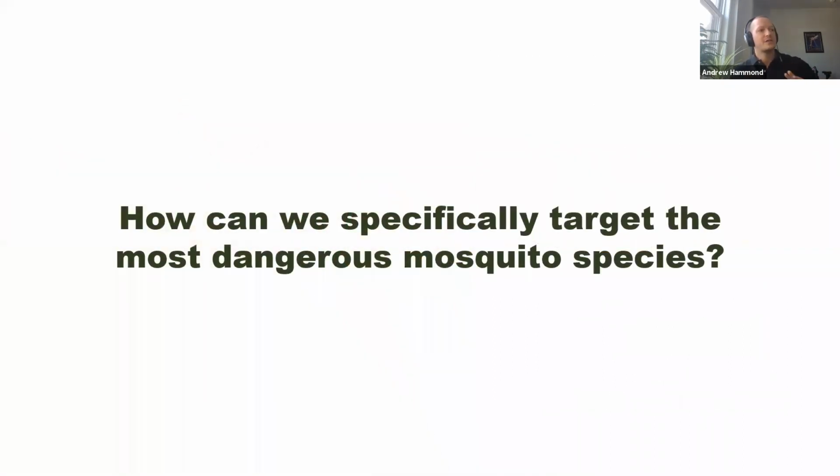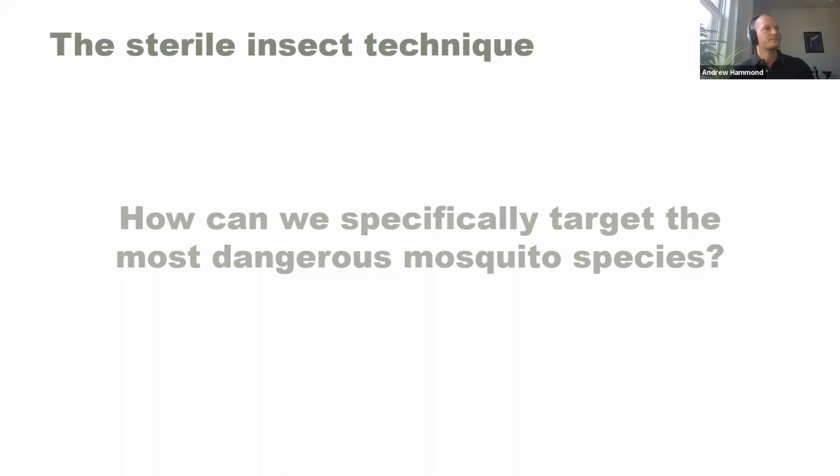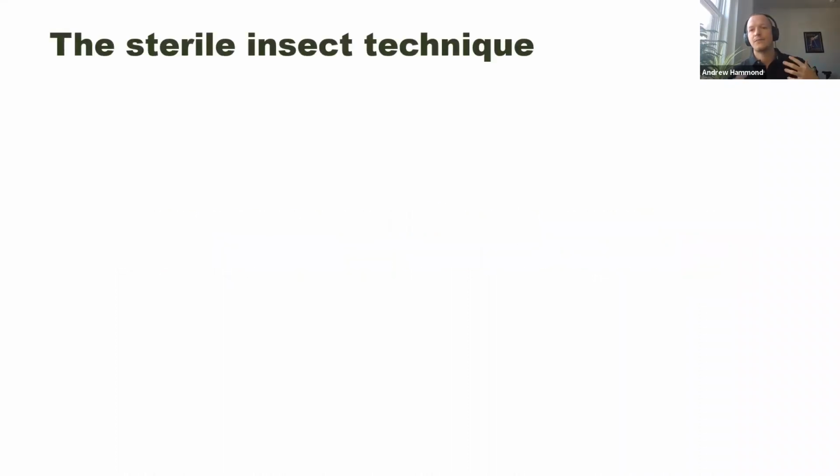So how can we specifically target the most dangerous mosquito species? And what I would say is that there are a number of different strategies being developed, and many of these can be effective, and that we are unlikely to reach malaria elimination without using a range of different tools. But what I'm most excited by are those that use the mosquito itself.